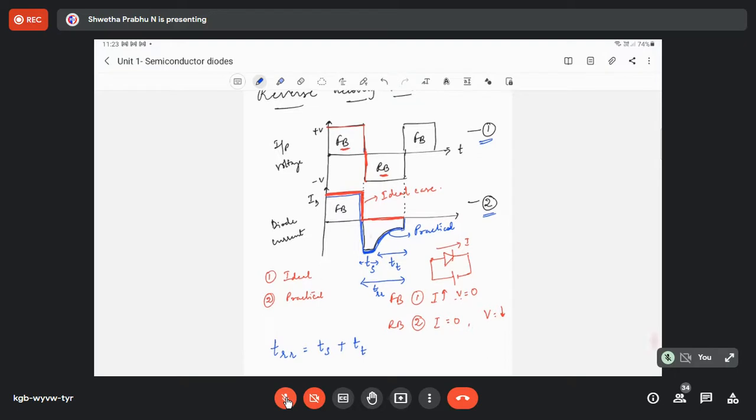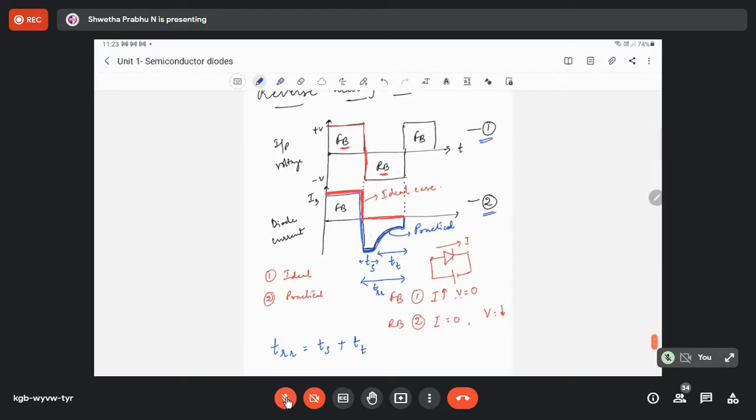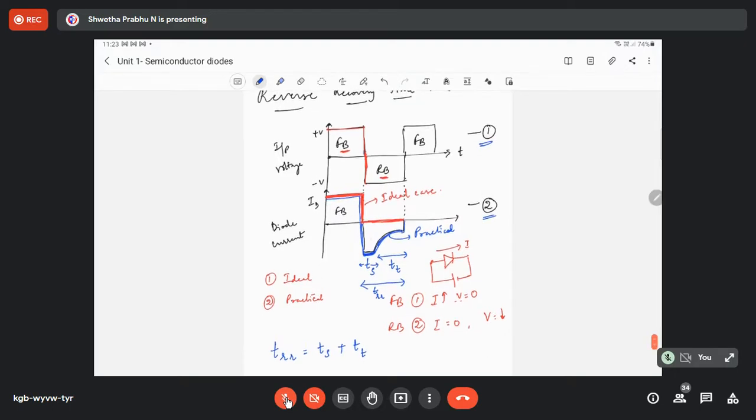And then when you suddenly switch the state from forward bias to reverse bias, the current goes to ground level, meaning current becomes 0. That is the reason I have marked it in red color on this side. The red graph, whatever I have written, is the ideal part. Next, coming to the practical case.